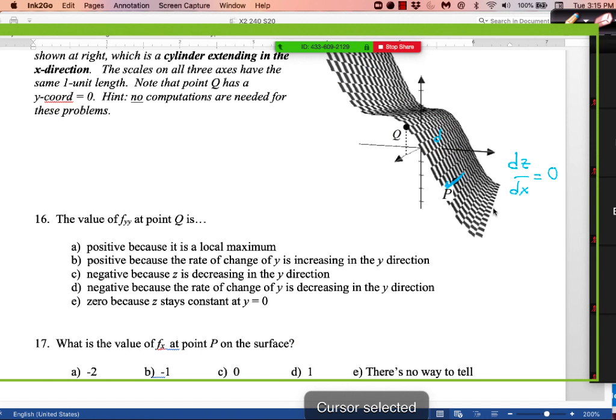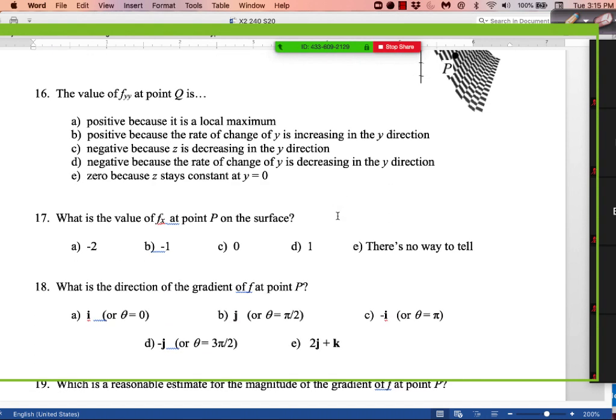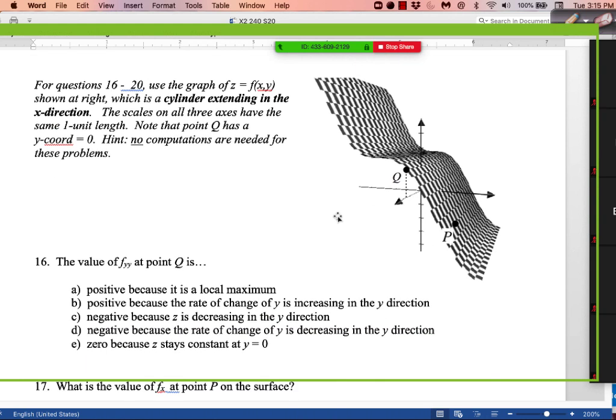Okay. If you have a question, don't hesitate to speak up. All right. The direction of the gradient at point P. You remember when we were talking about the directional derivative, what was the direction of the gradient? It was the same as the direction of?